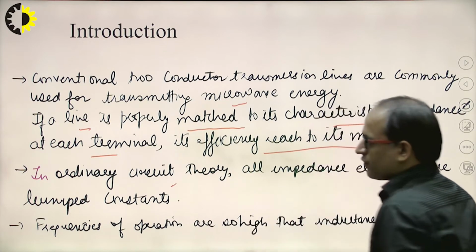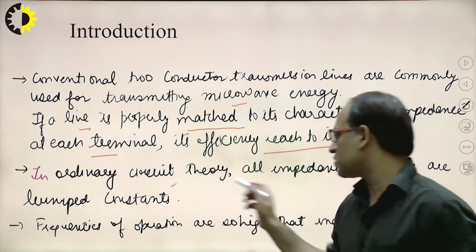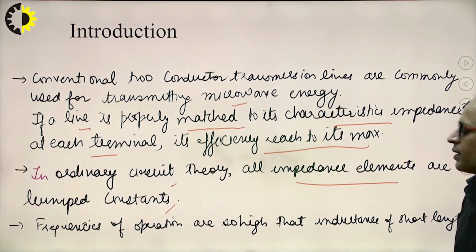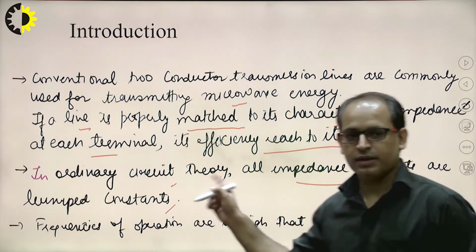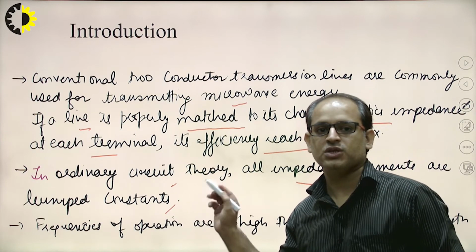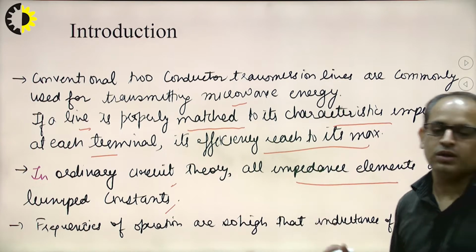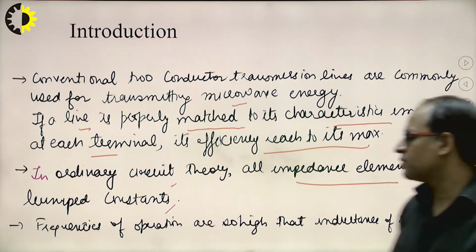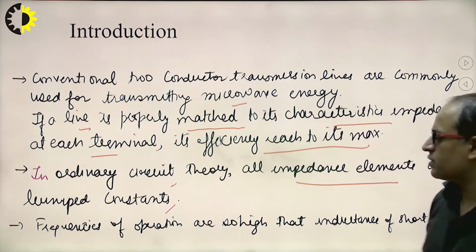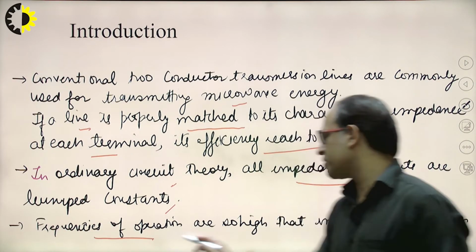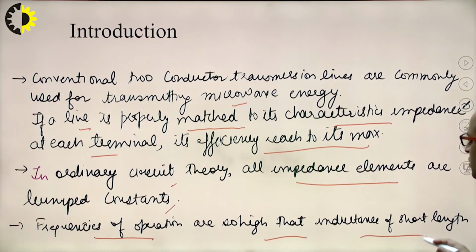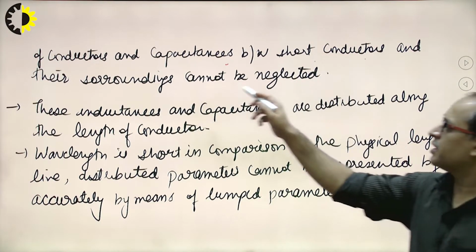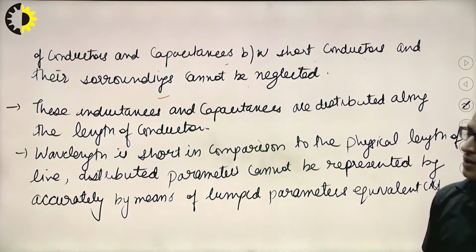Now see, in ordinary circuit theory, when the input signal frequency is very low, all impedance elements are lumped constants, because at that time the input signal frequency is low, around 50 hertz. Clear? Now in microwave signals, the frequency of operation is so high that the inductance of a short length of conductor and the capacitance between the conductor and its surroundings cannot be neglected.